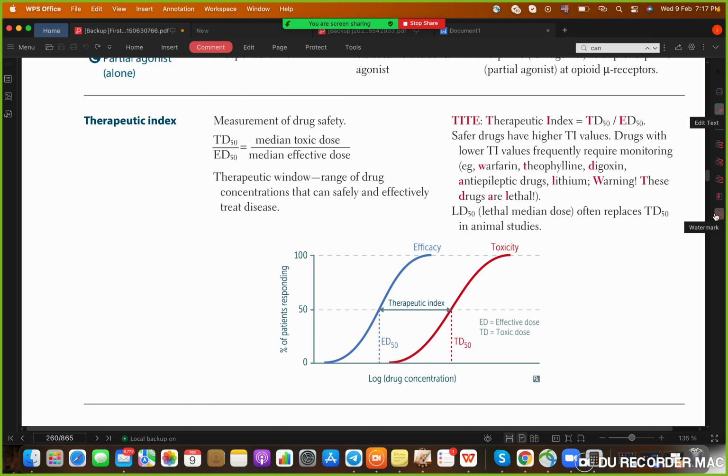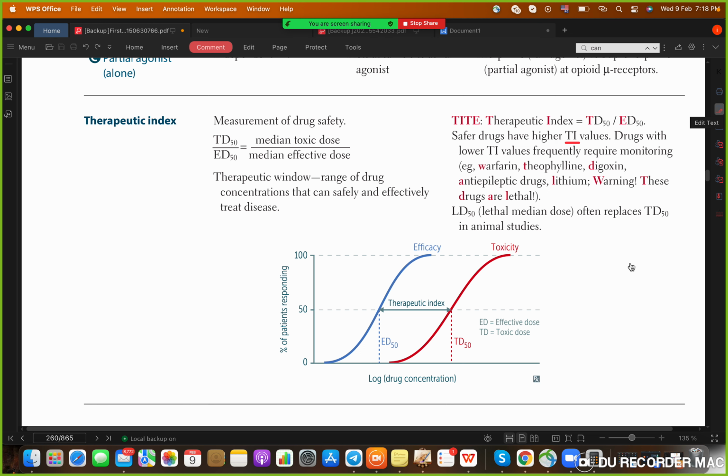So they write here that the therapeutic index is the toxic dose for 50% of the people divided by the effective dose for 50% of the people. Safer drugs have higher therapeutic index values, which means a much wider range of drug doses, and this is safer. You will not be so scared about the patient's renal function, because if the drug has a wider therapeutic range, then if you mess up the dose a little bit, it's not a big deal. It is still effective and still not toxic.